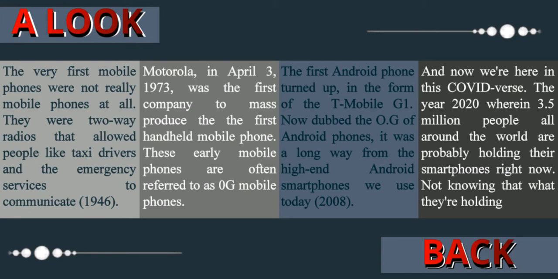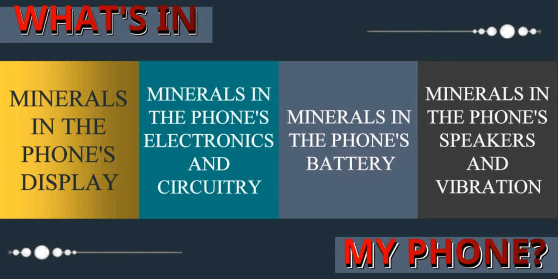And finally, we're here in the current year, when 3.5 billion people all around this majestic blue planet have smartphones in their possession. And now, join me as we dive into the digital realm. We have here 4 columns corresponding to the 4 crucial parts of a smartphone: the phone's display, electronics and circuitry, battery, and speakers and vibrations.